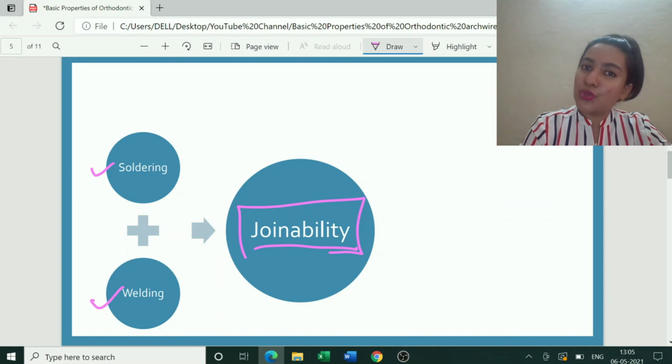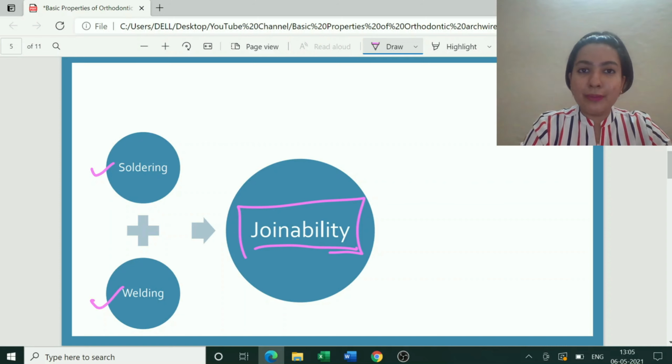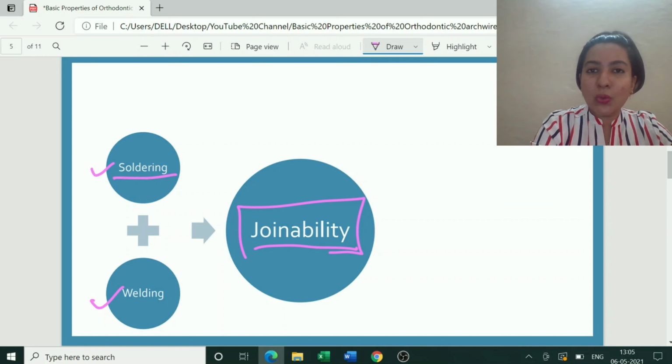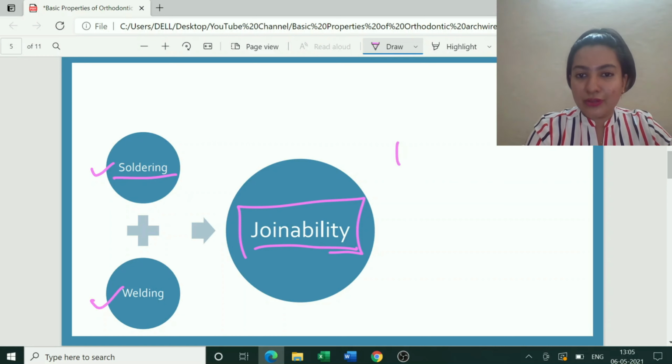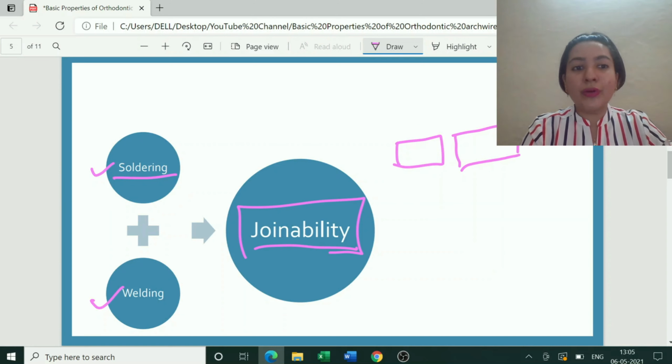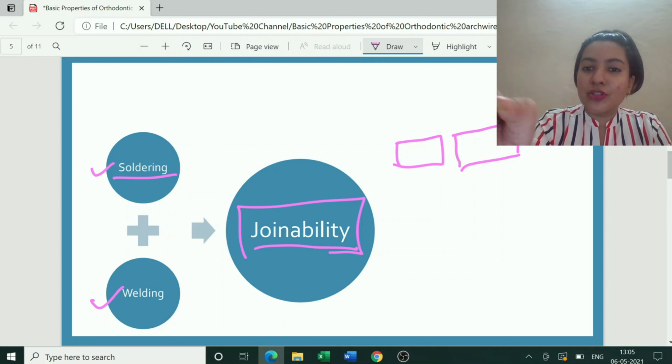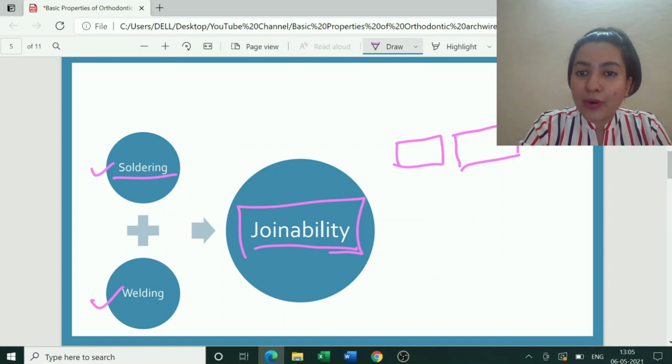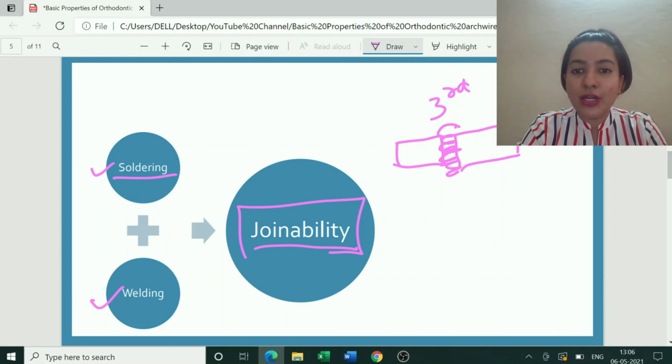Joinability is what? Ability to join material. Correct. So the ability to join can be with the help of just one material or with the help of two materials. Okay, so this is the concept. What is soldering? Soldering is the procedure of joining two metals. These are two metals. They have to be joined together. So soldering is the procedure where these two materials are joined together with a third material, which is known as filler material. Filler material is used here to join these two parts.